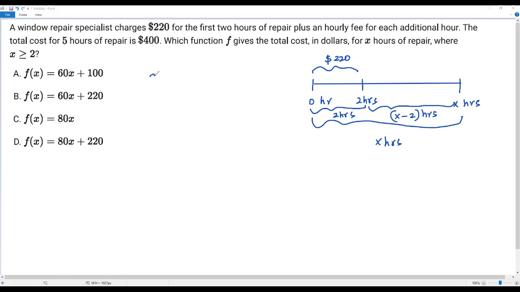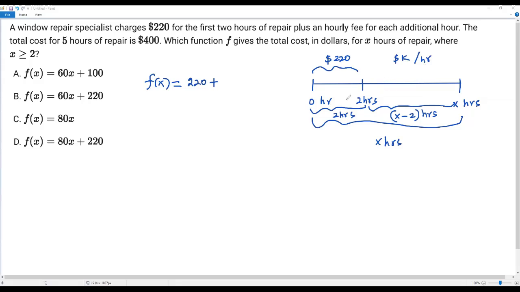So f of x equals, the total cost we can get by adding the flat rate $220 for the first 2 hours, and multiplying the number of hours by the hourly fee for each additional hour apart from 2 hours. So first let's add the flat charge $220 for the first 2 hours. Now, apart from 2 hours, for each additional hour he is charging an hourly fee. So how much is he charging as an hourly fee? Let's assume he is charging k dollars per hour for each additional hour apart from 2 hours.